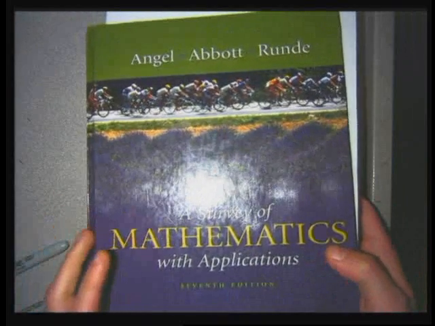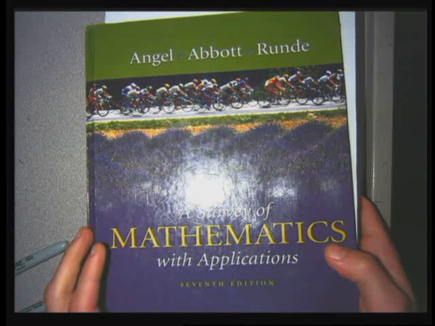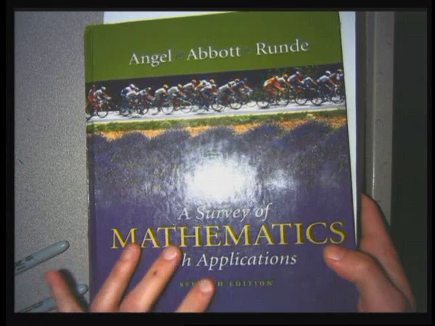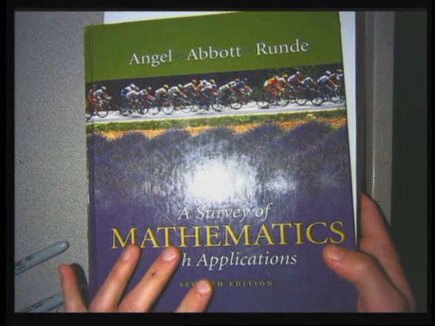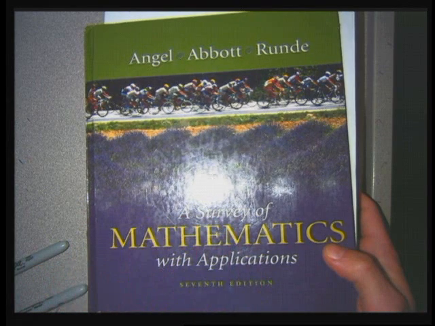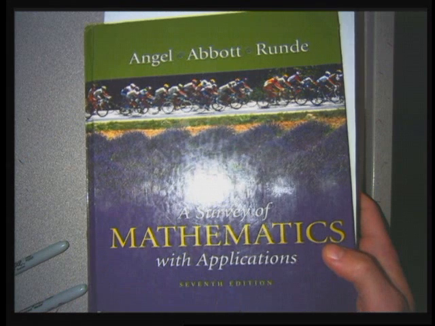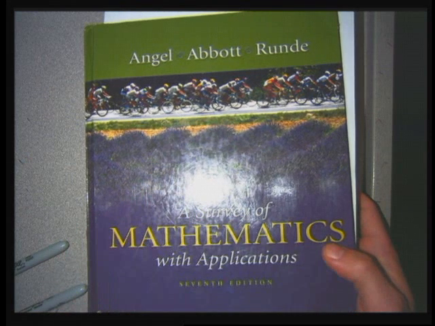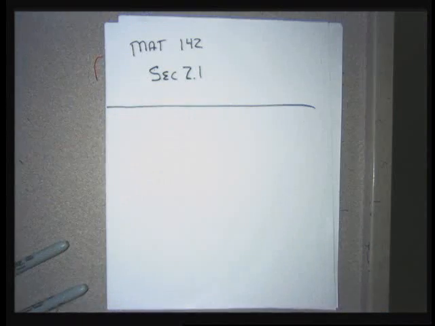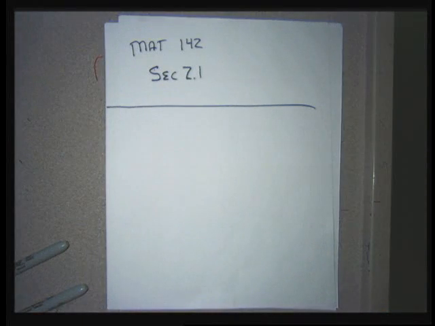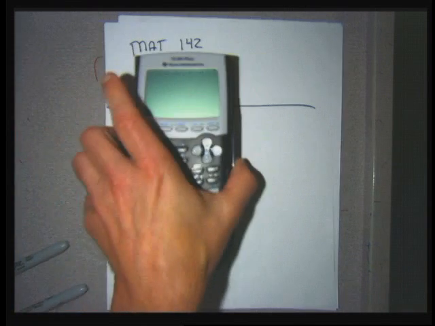It also is probably going to help tremendously to have the book, and this is the book that I should have let you use for free, so you shouldn't have had to purchase it. You want to have the Survey of Mathematics with Applications, 7th edition, by Angel, Abbott, and Runde, and you can get that for free from my office.